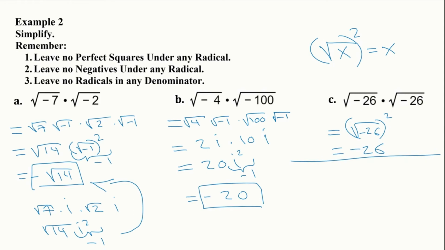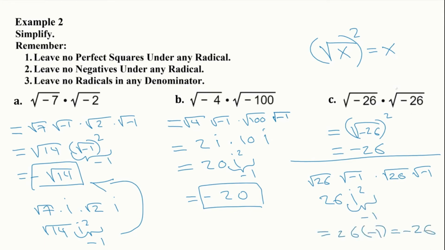Now, could you have taken the longer route? Of course, you could have said square root of 26 times the square root of -1 times the square root of 26 times the square root of -1. Now, square root of 26 times square root of 26, that's just 26. That's i and that's i, so you get i squared. Again, i squared is -1, so you get 26 times -1, which is -26, okay? Same result, of course. All right, so that's how we approach those.